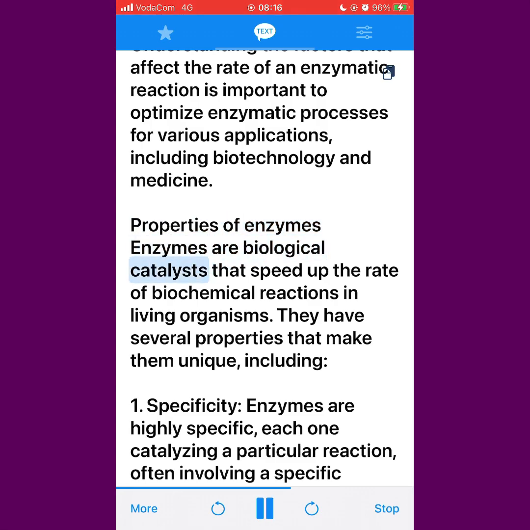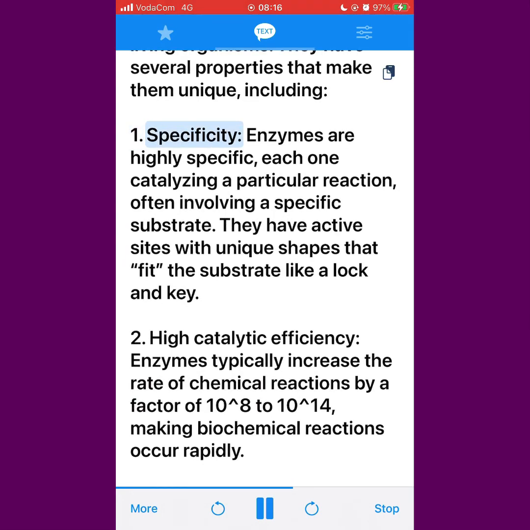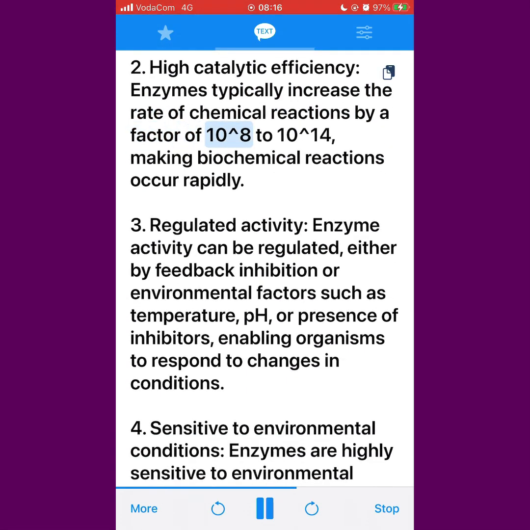Enzymes are biological catalysts that speed up the rate of biochemical reactions in living organisms. They have several properties that make them unique, including: 1. Specificity. Enzymes are highly specific, each one catalyzing a particular reaction, often involving a specific substrate. They have active sites with unique shapes that fit the substrate like a lock and key. 2. High catalytic efficiency. Enzymes typically increase the rate of chemical reactions by a factor of 10^8 to 10^14, making biochemical reactions occur rapidly. 3.